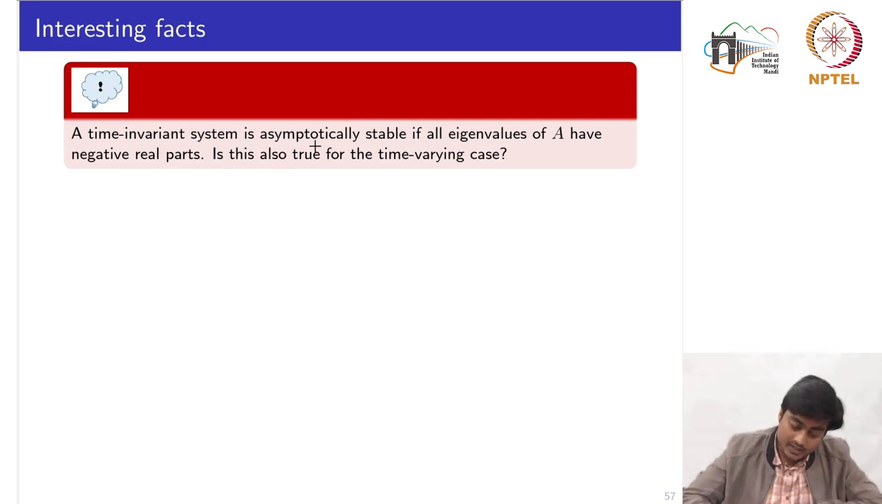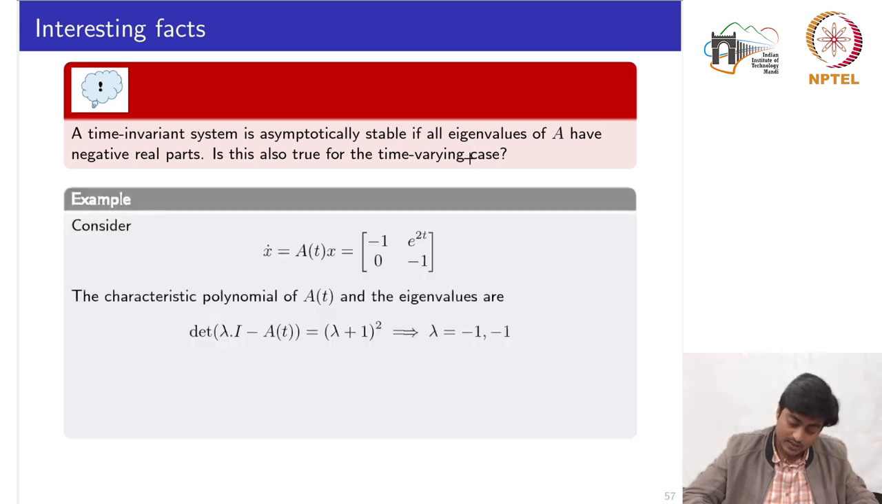A time invariant system is asymptotically stable if all eigenvalues of A have negative real parts. So this is what we have already seen. Now is this also true for the time varying case? Let's try to answer this question by considering a simple example. Let's say we have this state space system, where A of t is given by this time varying matrix.